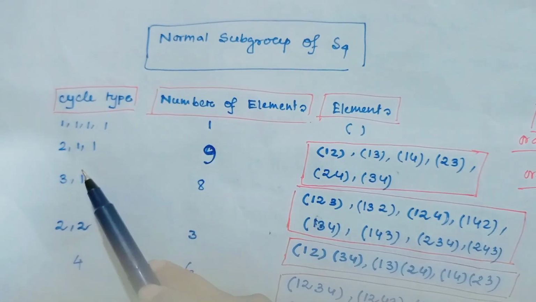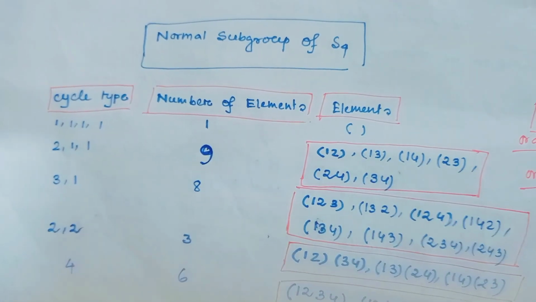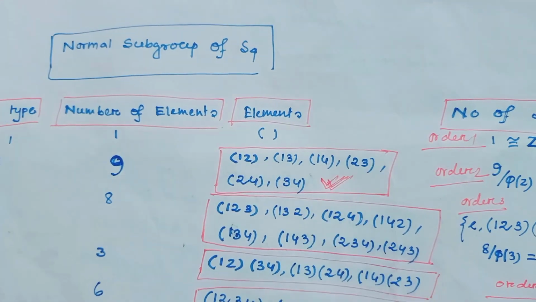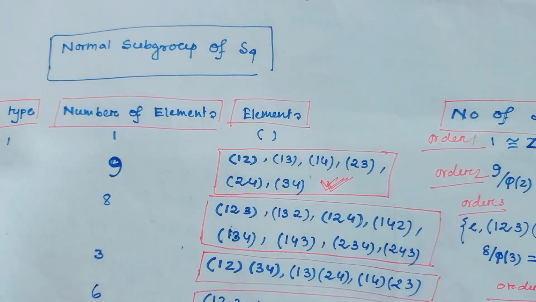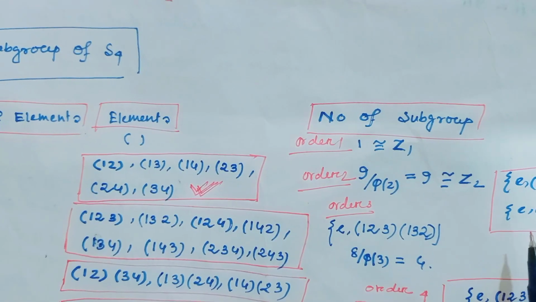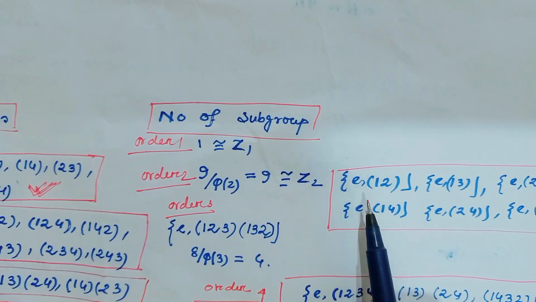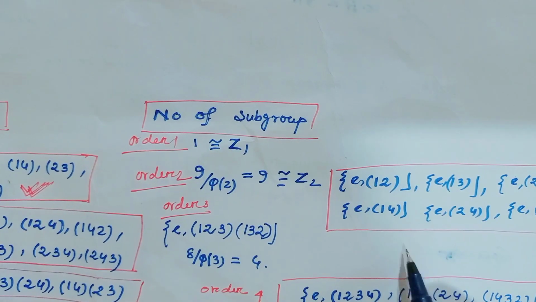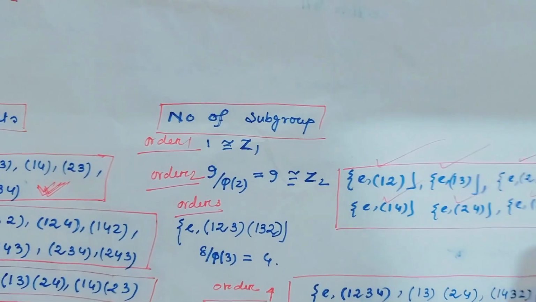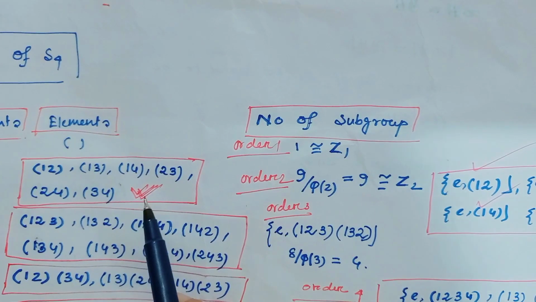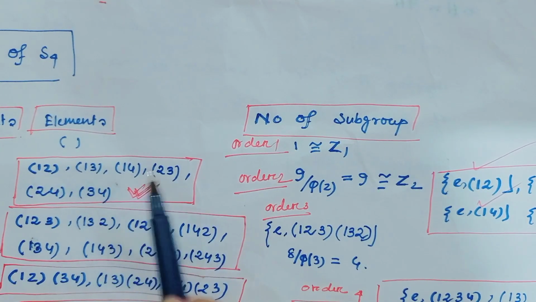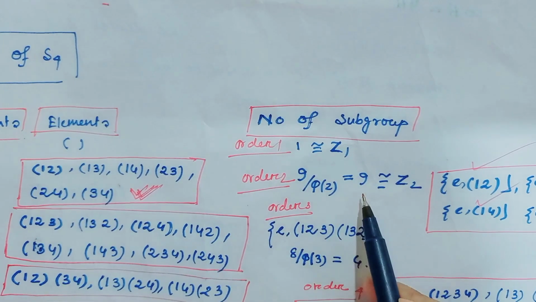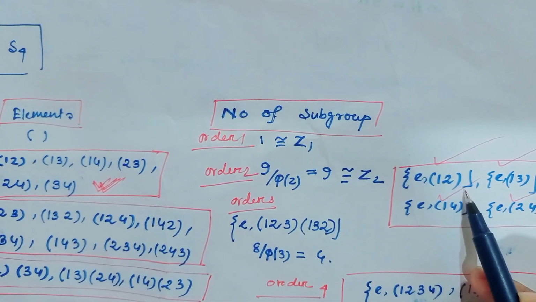When the cycle type is 2, 1, 1, then the number of elements of this cycle type is 9 in S4, and the elements would be of such type. From this cycle I can construct one subgroup in S4, which looks like the identity, (1 2), the identity, (1 3), the identity, (2 3). Since the number of elements of this type of cycle is 9, the number of subgroups, as all of us know from the formula, is 9 over phi(2), which is 9, and this type of subgroup is obviously isomorphic to Z2.